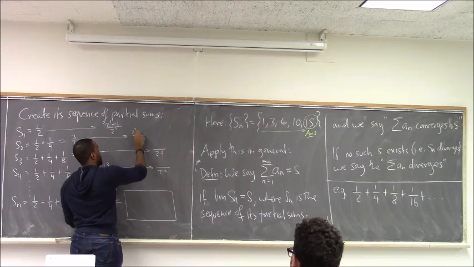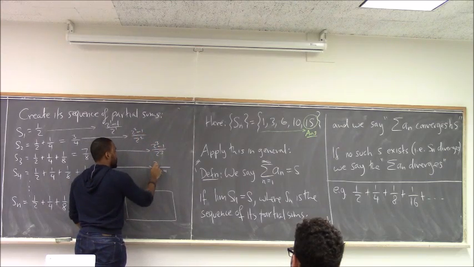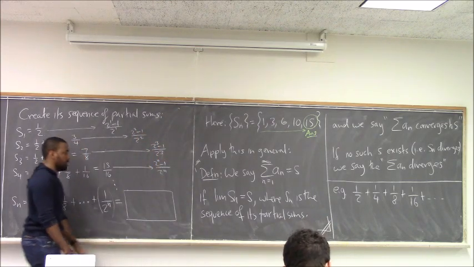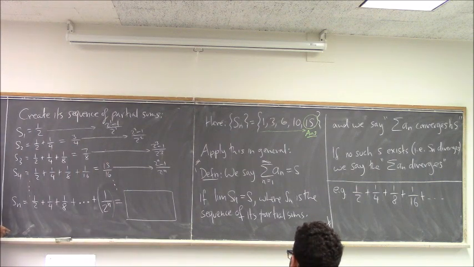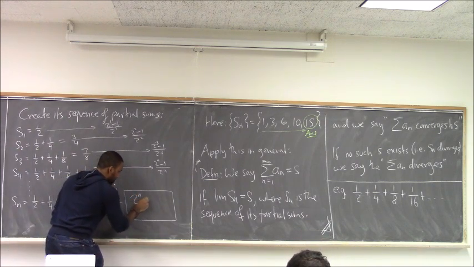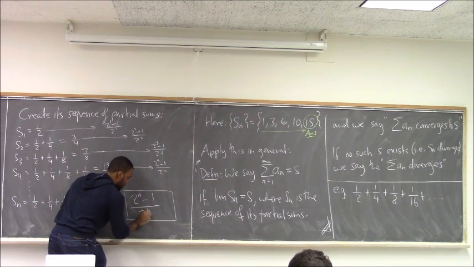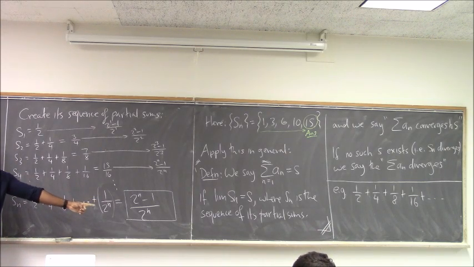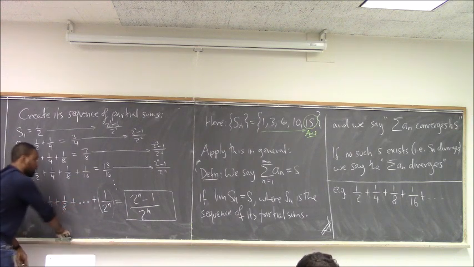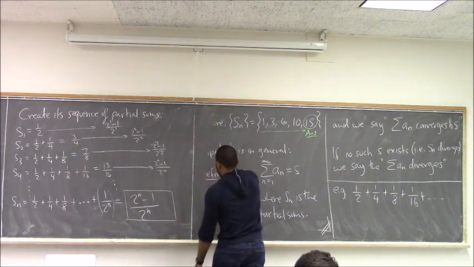So this is 2 squared minus 1. That's 2 cubed minus 1. That's 2 to the 4th minus 1, etc. So, can you think of a general formula for this guy? 2 to the nth minus 1, all over 2 to the n. Right? That is a formula that tells me all the terms of the sequence of the partial sums. Now, what happens when I take the limit of that guy?